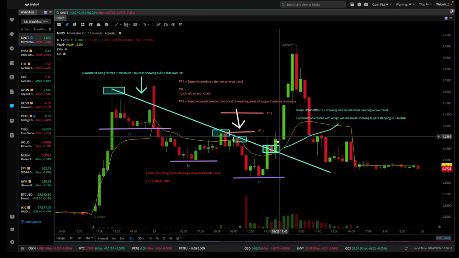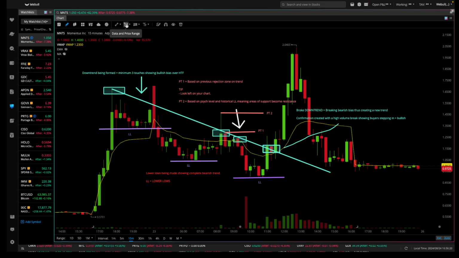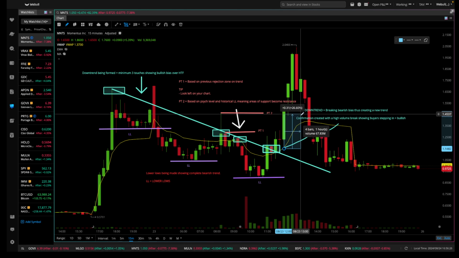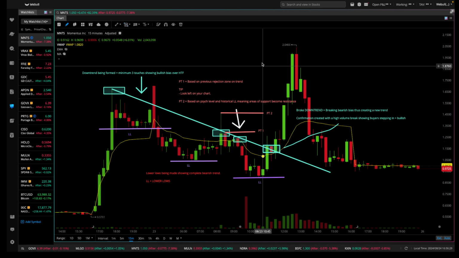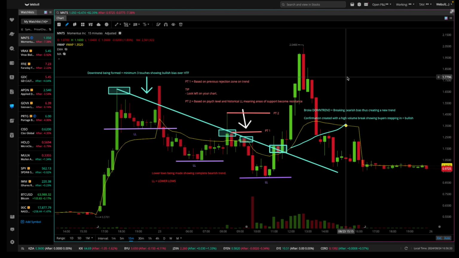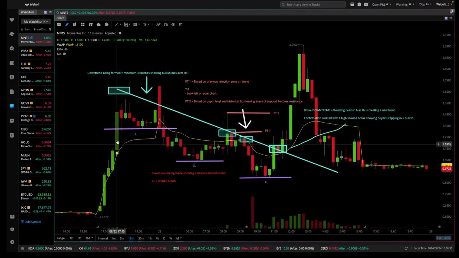Now, once we close above, we see quite clearly we've got a bullish bias going on. We've got higher lows and a potential reversal. We get to the first PT, which is around 10%, and the second PT, which is around 26% from the first target. Now, this play, this is MNTS, and it was a runner. We played this after hours on the day before.